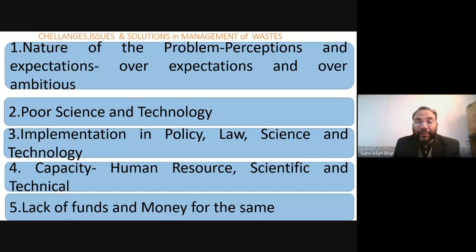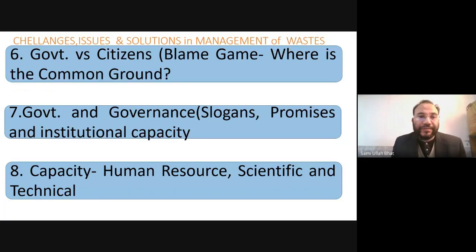Sometimes lack of funds and money becomes a cause of concern and a challenge when we want to execute those ideas. Perhaps our budgetary provisions do not allow us to take care of this.